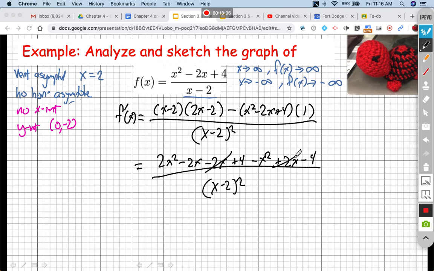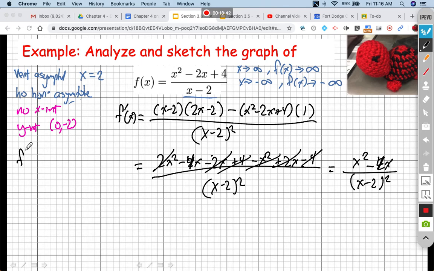So those cancel. Those cancel. That's going to cancel one of those. I'm going to get x squared minus 2x minus 2x. No, I messed up. 2 times 2 is 4. One of these is a 4. That's 4x over x minus 2 squared.